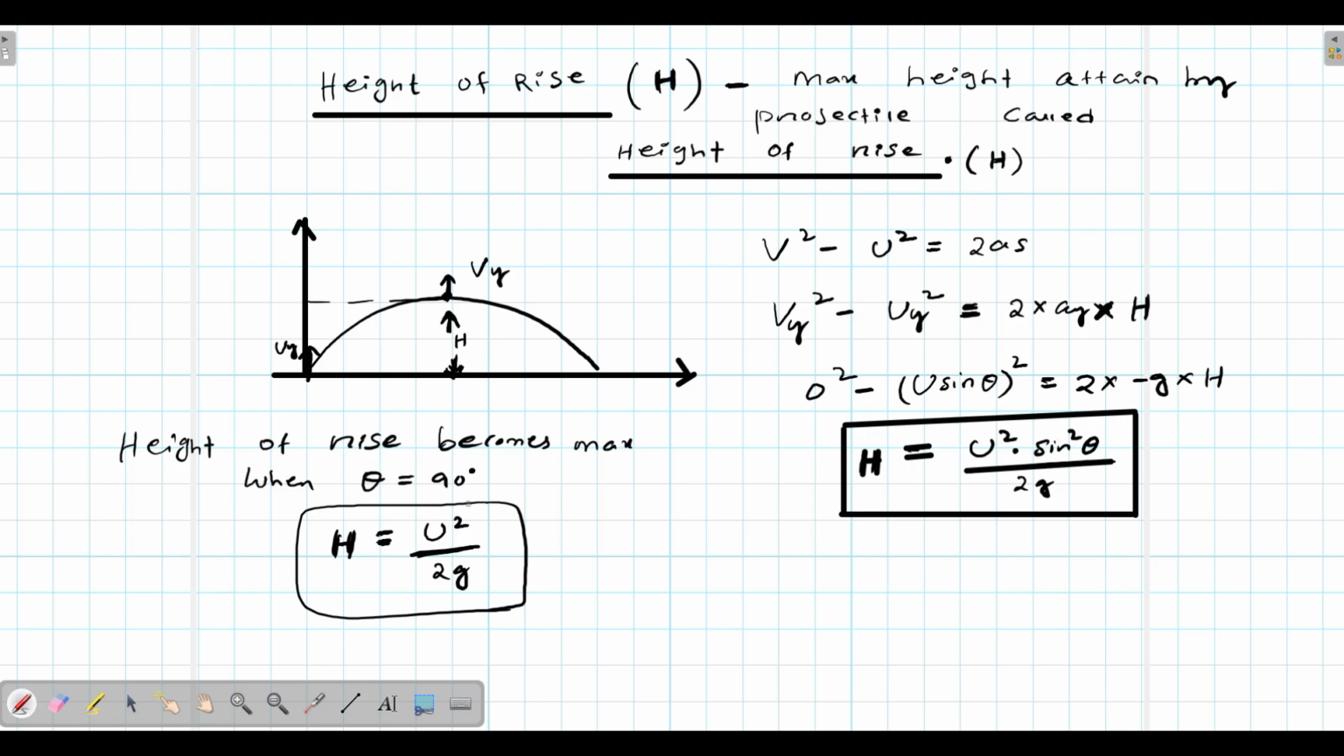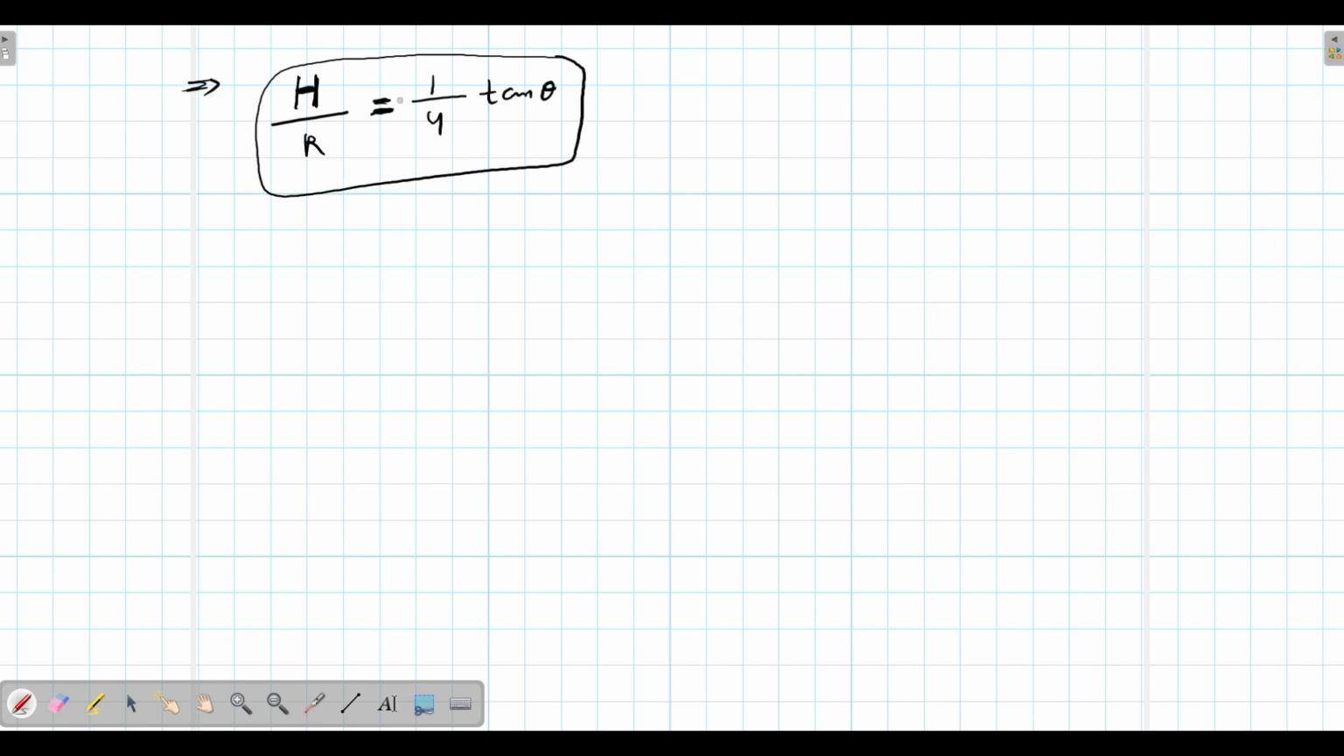Time of flight, horizontal range, next is height of rise. So H by R, the ratio of height of rise to horizontal range, equals 1 by 4 tan theta.